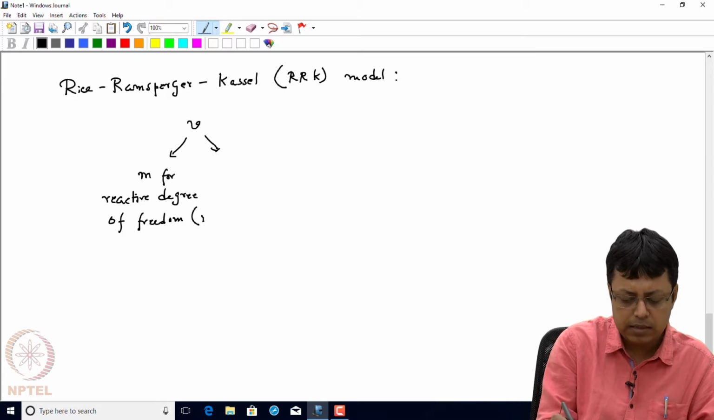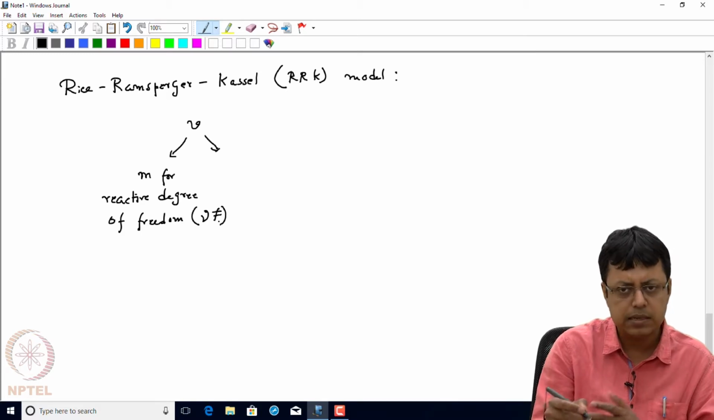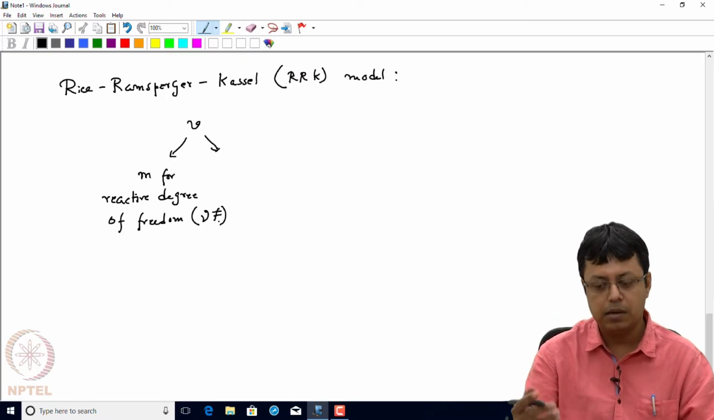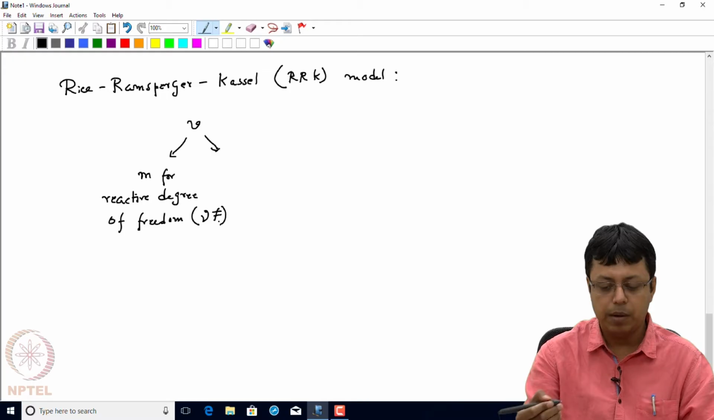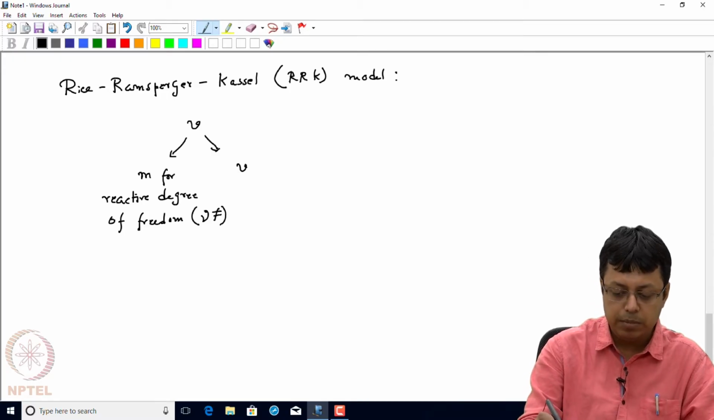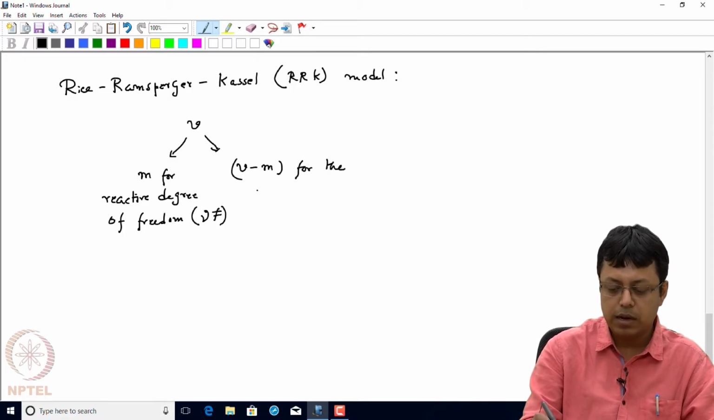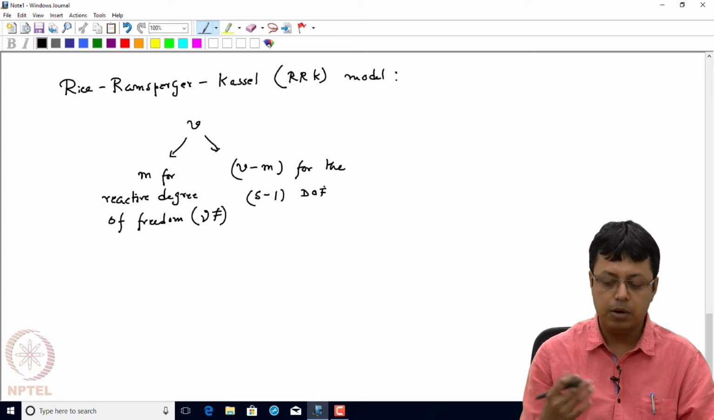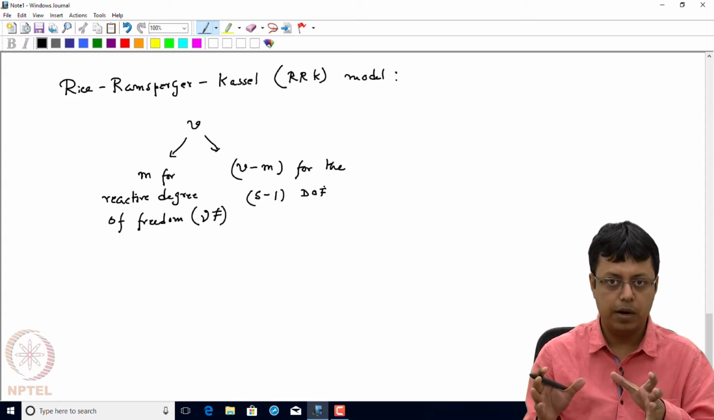and suppose that has a frequency which we are calling nu dagger, keeping the similar notation as for the bimolecular reaction, and then all this V minus m quanta go to the rest of the oscillators. And if I have one particular oscillator which I have already considered, then for all s minus 1 degrees of freedom, or s minus 1 harmonic modes, that way we have to now partition.